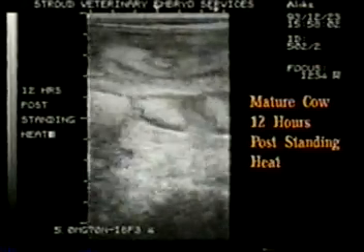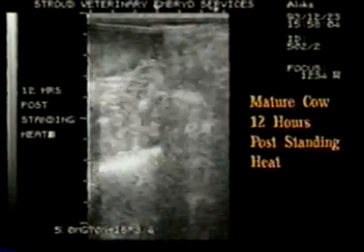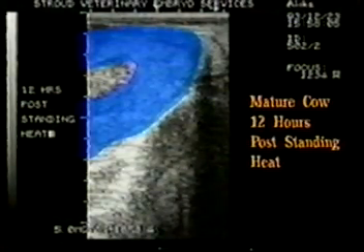The transducer is now fixed on the uterus of a cow 12 hours post-standing heat. The blue highlighted area covers only the uterus.